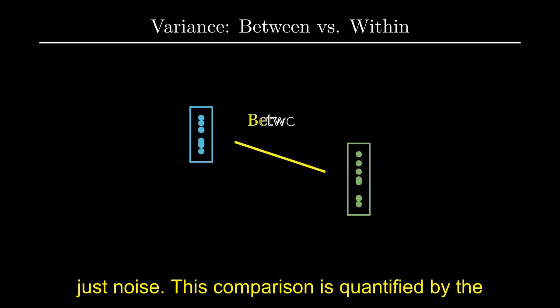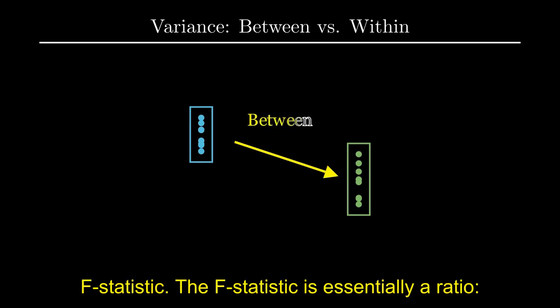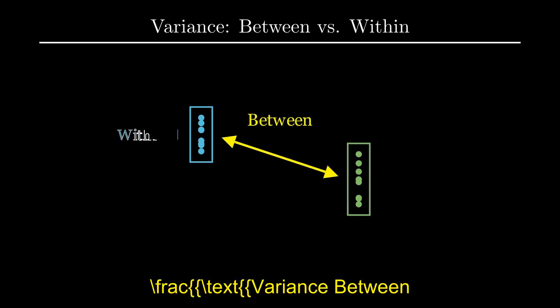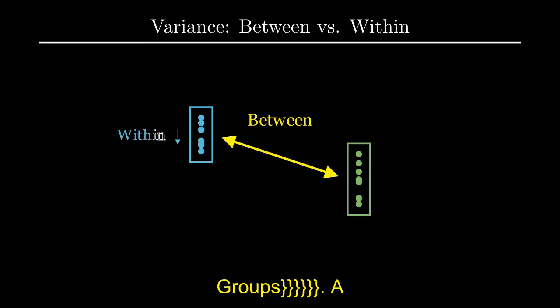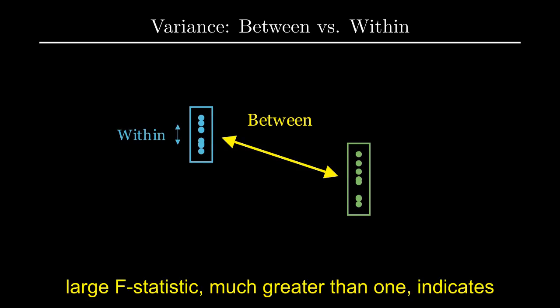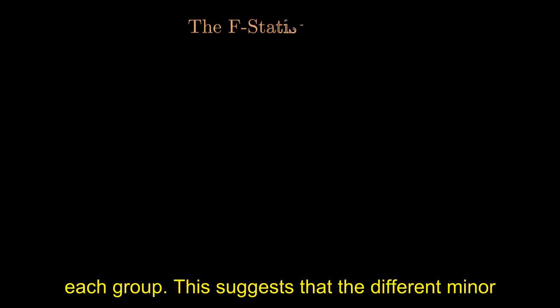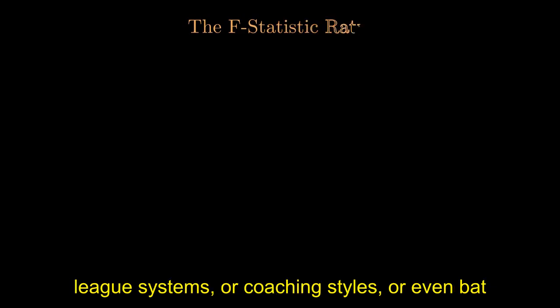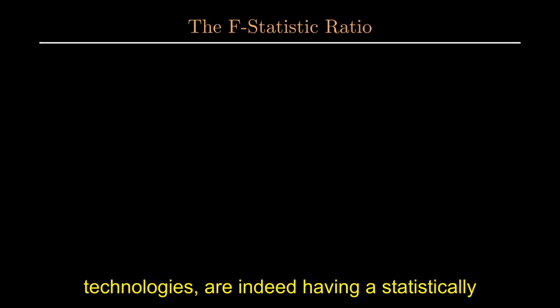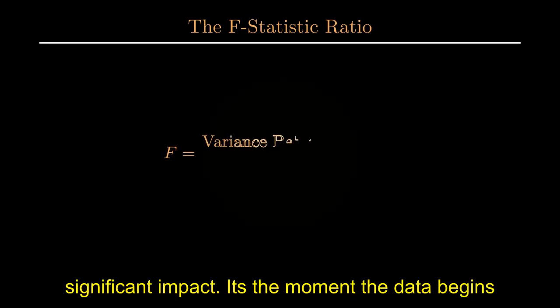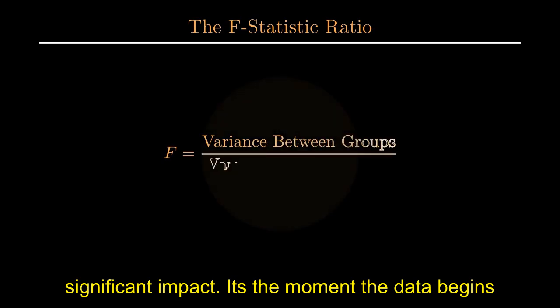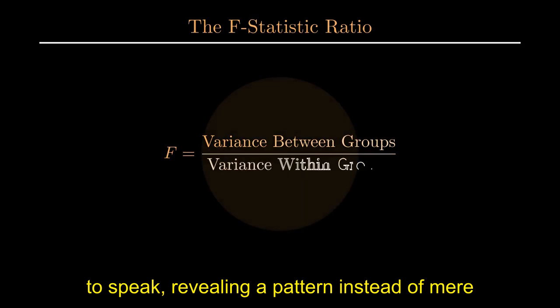This comparison is quantified by the F-Statistic. The F-Statistic is essentially a ratio: F = \frac{\text{variance between groups}}{\text{variance within groups}}. A large F-Statistic, much greater than 1, indicates that the differences between your groups are substantial compared to the natural variation within each group. This suggests that the different minor league systems, or coaching styles, or even bat technologies, are indeed having a statistically significant impact. It's the moment the data begins to speak, revealing a pattern instead of mere randomness.